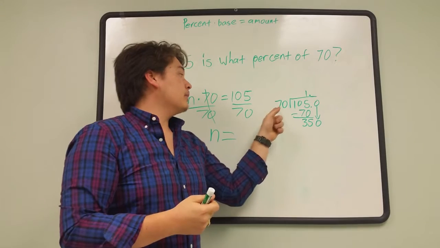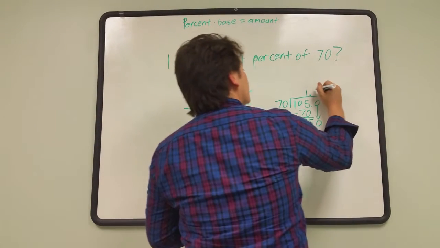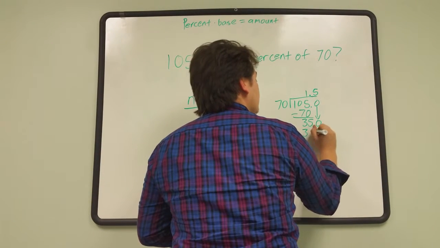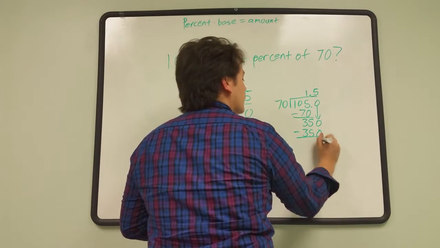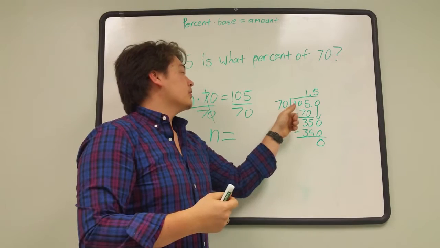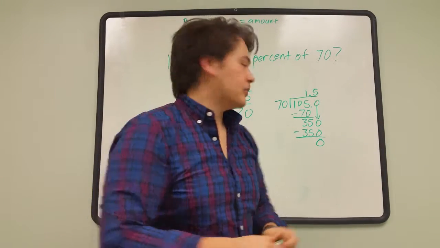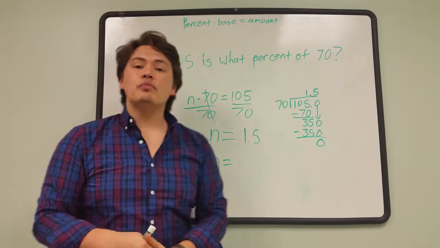So 70 divided into 105, 1 times 70 is going to give me 70. 105 subtracted by 70 is going to give us 35. I'm going to bring down a decimal and a 0 beyond the decimal point. What times 70 is going to give me 350? That's going to be 5. 5 times 70 gives me 350. 350 subtracted by 350 is going to give me 0. So 70 goes into 105 1.5 times. We found out that n is equal to 1.5.